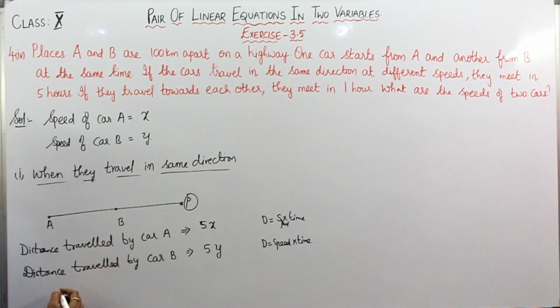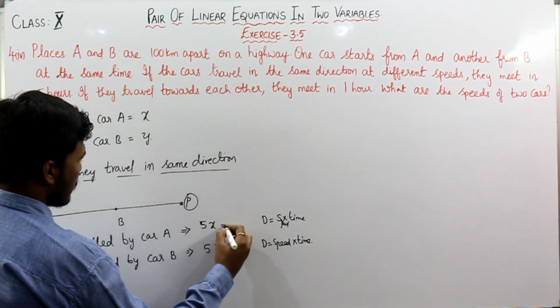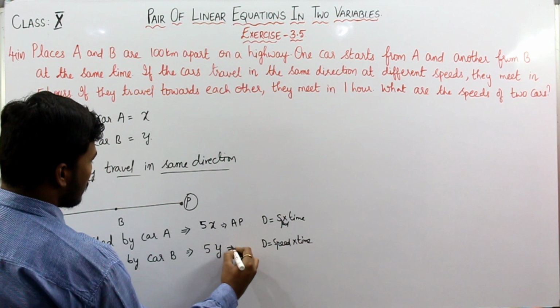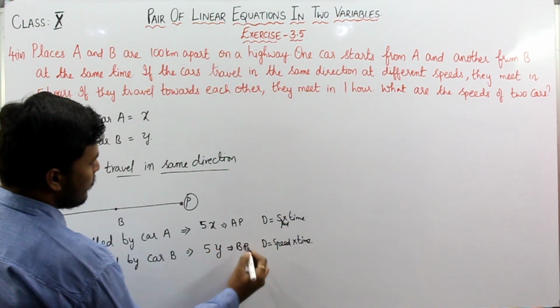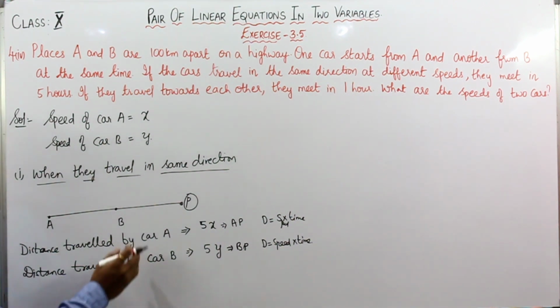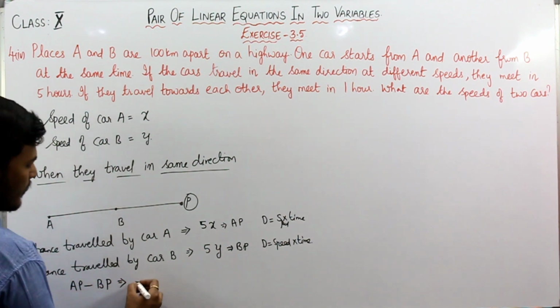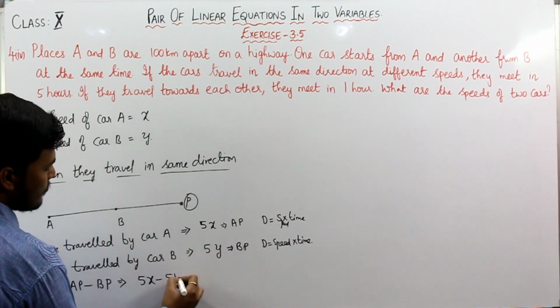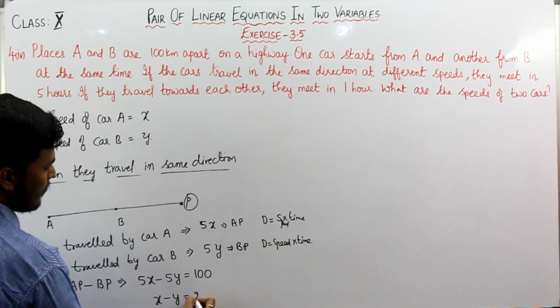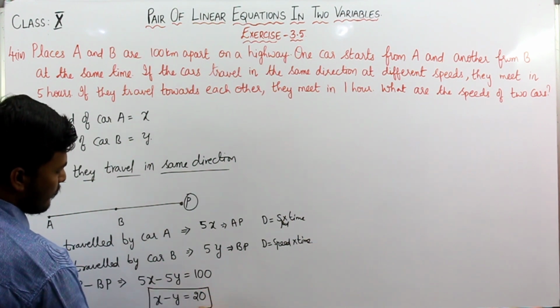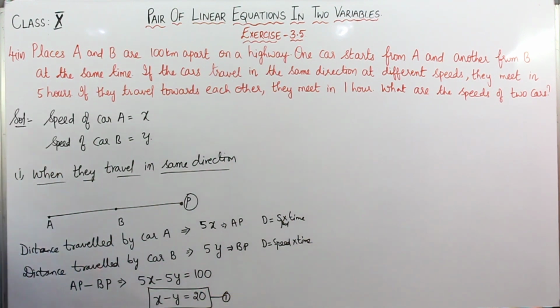Okay, so now this is nothing but AP distance, this is nothing but BP distance. Now the difference between them, that is AP minus BP, they are going to meet at the point P, that is 5x minus 5y is equals to 100. From that, x minus y will be equals to 20. Okay, I have taken 5 common and I have cancelled it, so then I will get x minus y is equals to 20.